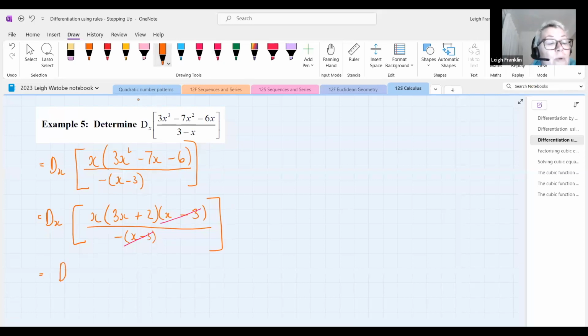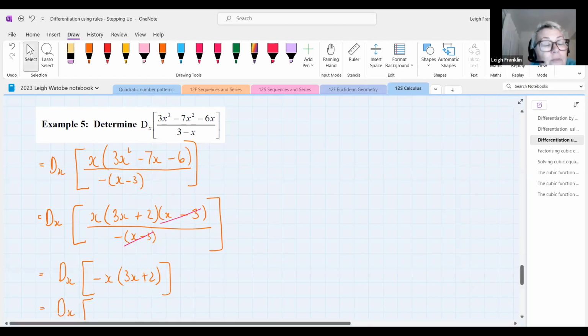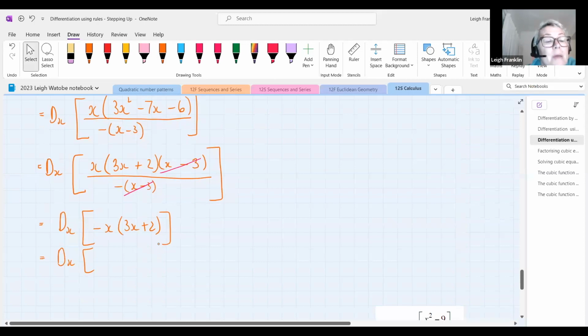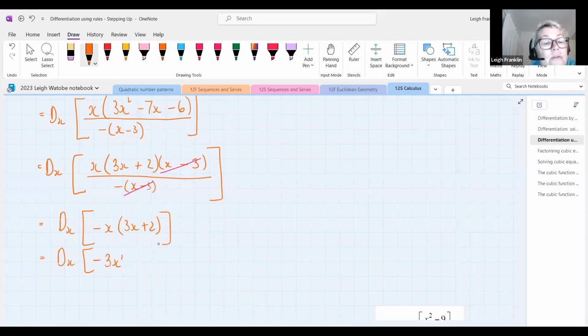Remember, my numerator is now being divided by negative 1. So that gives me negative x times 3x plus 2. Get rid of my brackets. So that will give me negative 3x squared minus 2x. And now I'm ready to apply my power rule. So my final answer, dropping my d/dx, dropping my square bracket, I would end up with negative 6x minus 2, as follows. Any questions, Matrix?